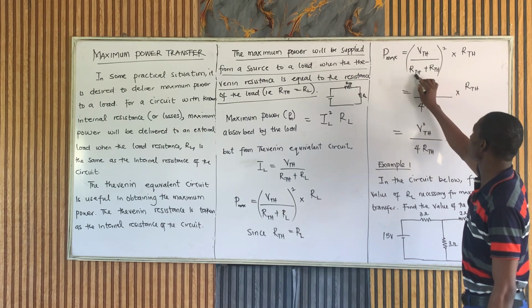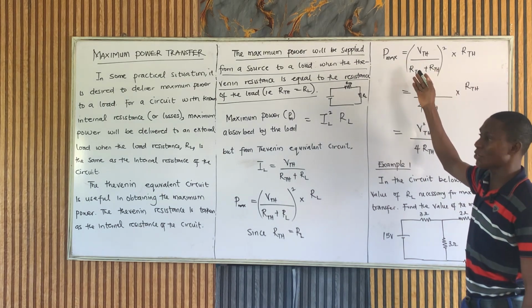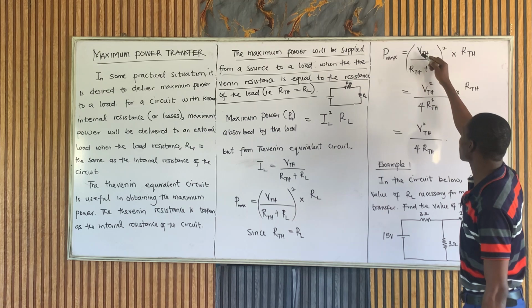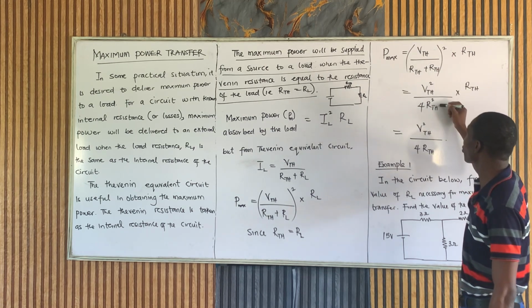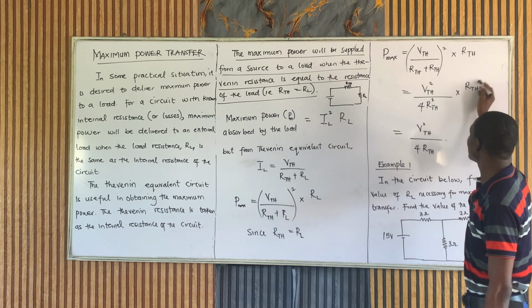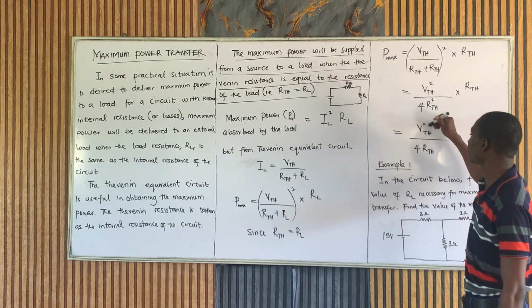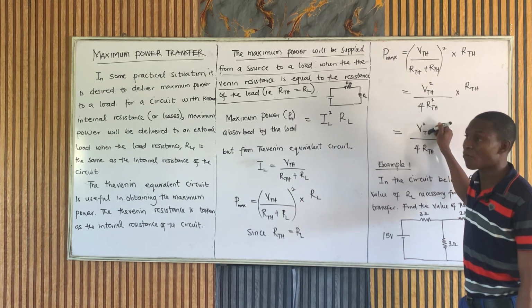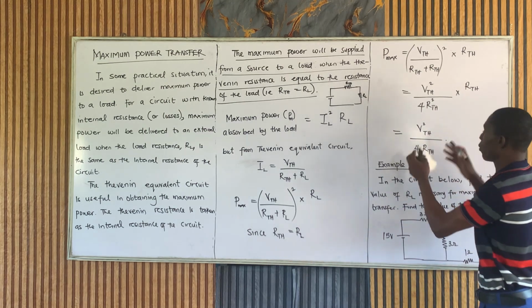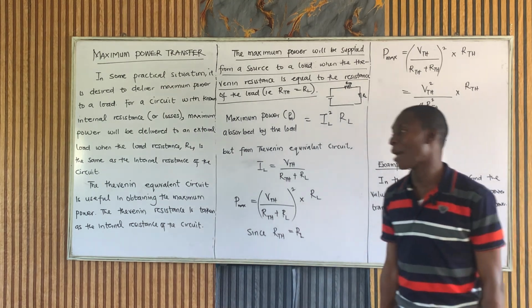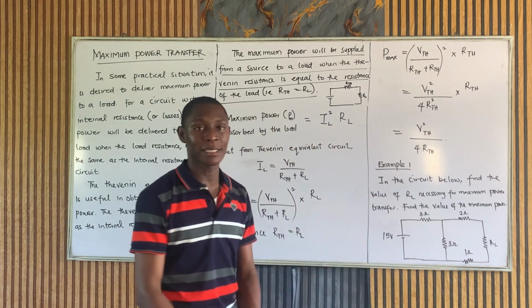And then remember this will be 2RTH. And then if you square that, that will give us VTH squared over 4 RTH squared, times the RTH here. This eliminates one of the RTH and we're left with VTH squared over 4RTH. This is the formula for maximum power. So that's that about that. Let's take an example now.